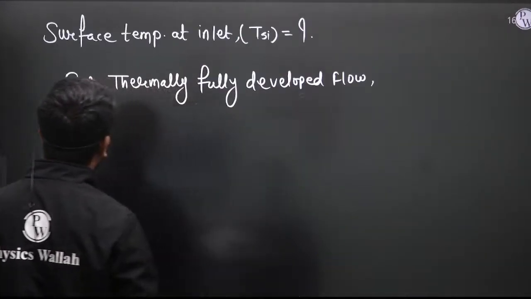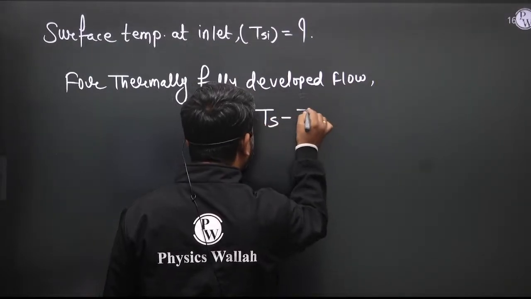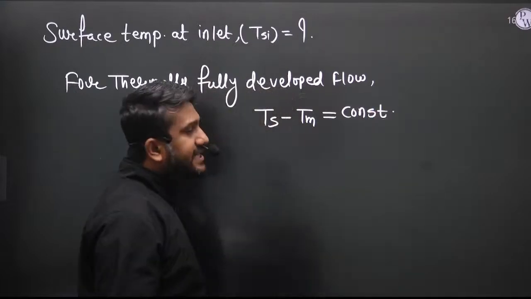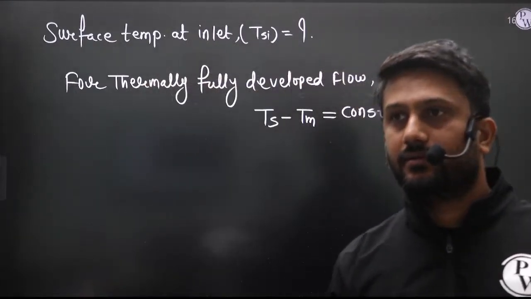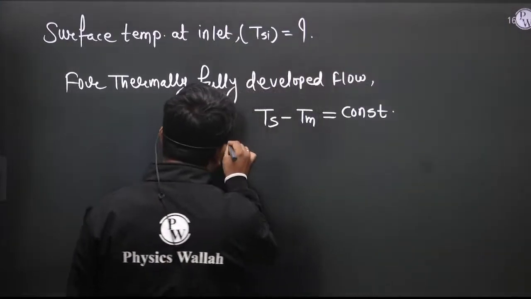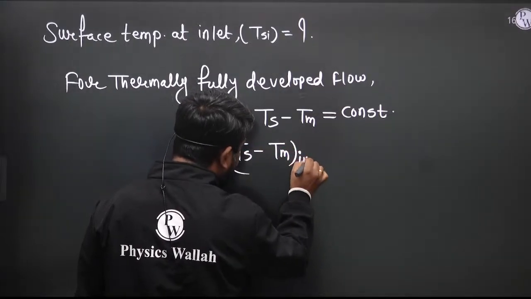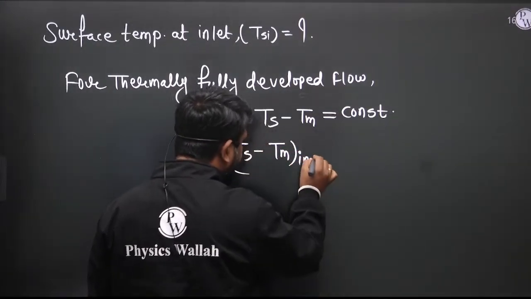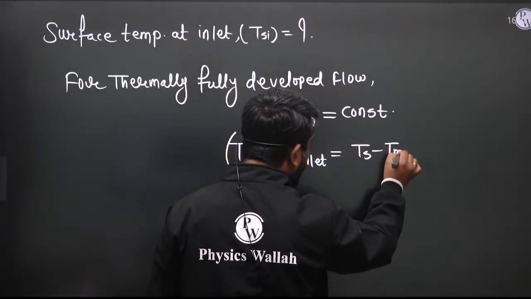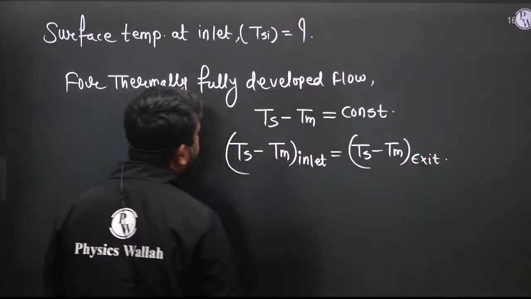Another way: for thermally fully developed flow, we know that Ts minus Tm is constant. So Ts minus Tm at the inlet is equal to Ts minus Tm at the exit.